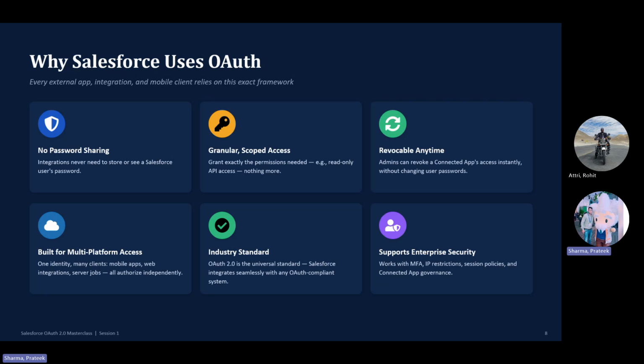Industry standard OAuth 2.0 is the universal standard. Salesforce integrates seamlessly with any OAuth compliant system. It supports enterprise security, works with MFA, IP restriction. IP restriction is very important, right? Even the session policies are. So we'll discuss in detail how you can use IP restriction in integrations, right? And connected app governance.